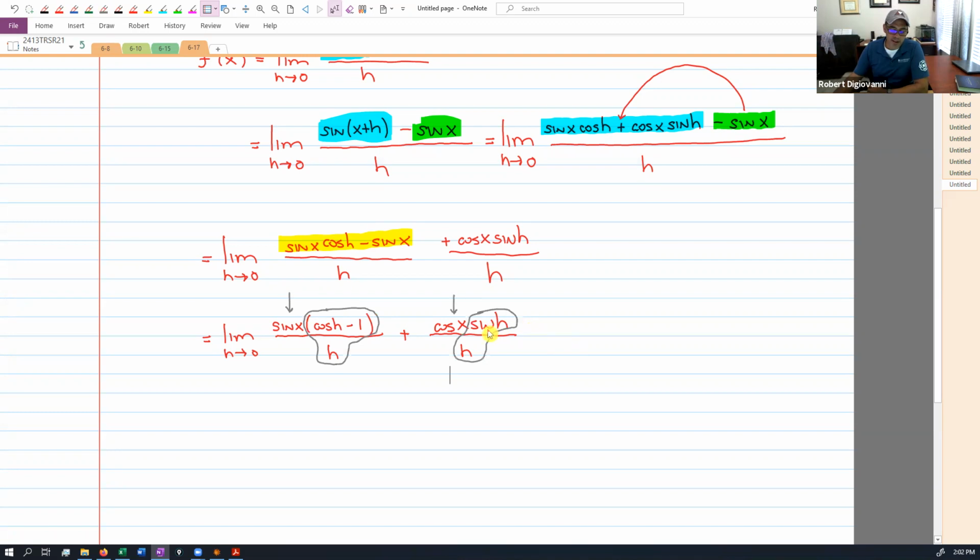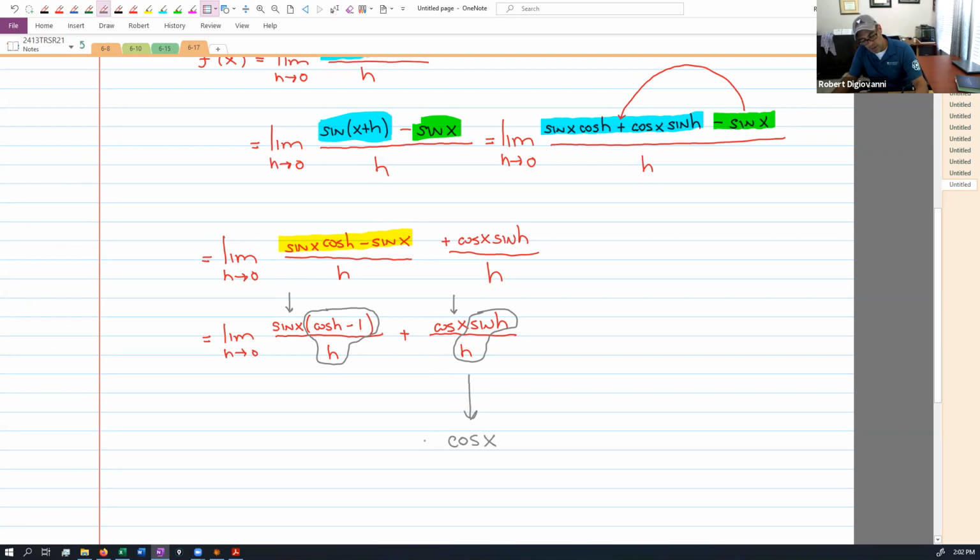Do you all recognize sine of h over h? When you take its limit as h goes to 0, do you remember what that becomes? Does it become 1? 1. That's that sine of junk over junk, as long as the junk matches and the junk goes to 0, that goes to 1. So that means this whole thing is just going to go to cosine of x times 1, which is cosine of x.